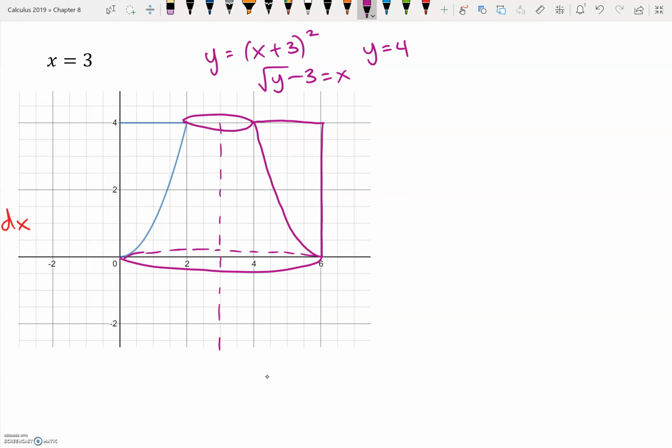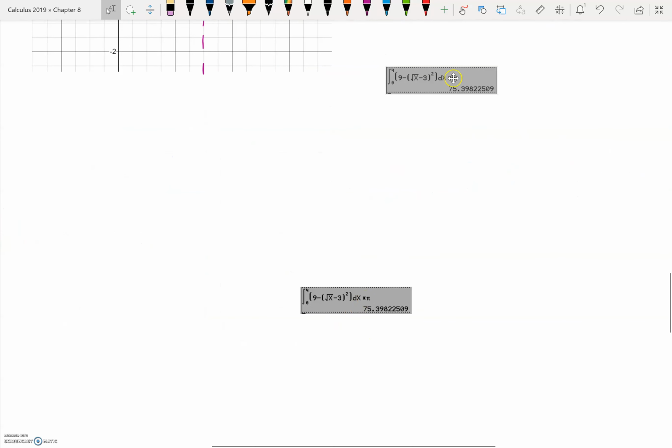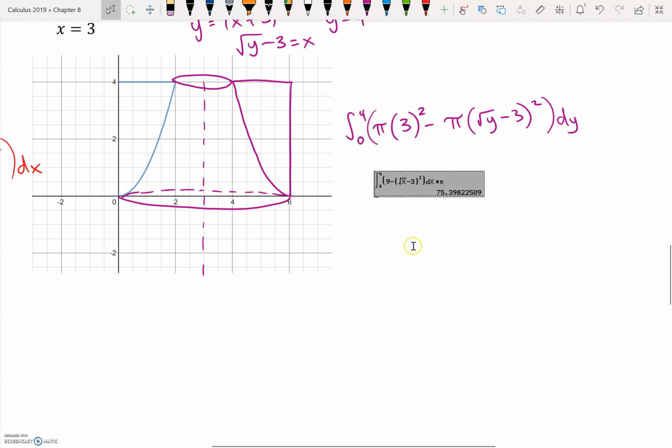So we have an integral from 0 to 4, because that's our height, of pi r squared. And our radius this time is going to be 3. That's going to be our large one. So pi times 3 squared minus pi times (the square root of y minus 3) squared, and all of this dy, which I did earlier. So here we go. We have 75.39 units cubed.